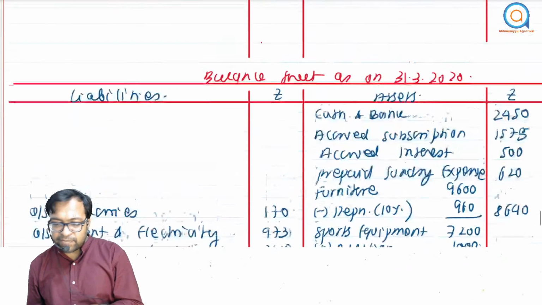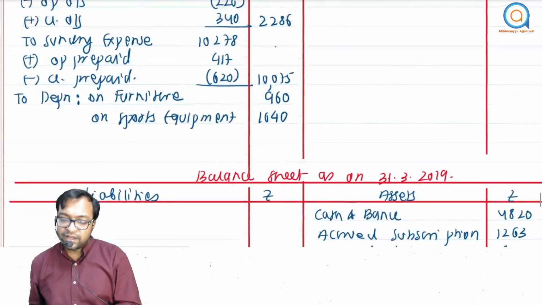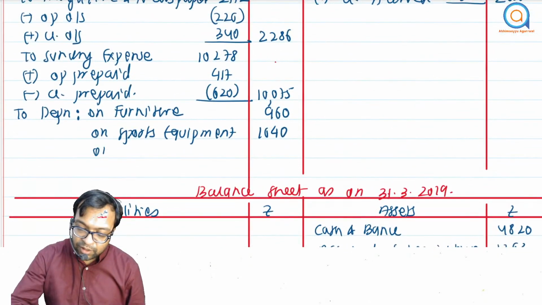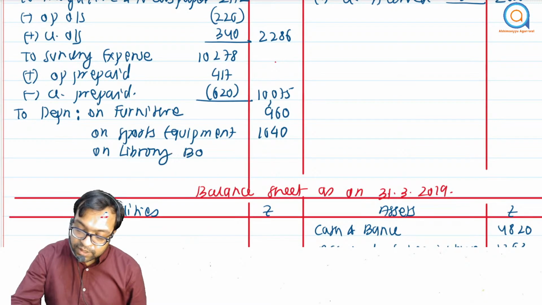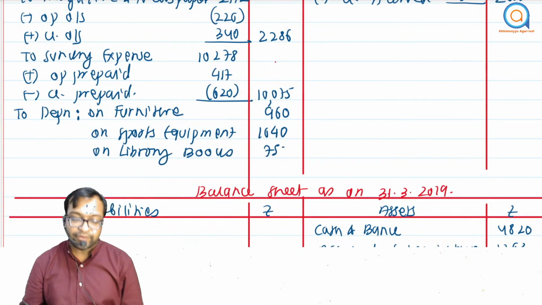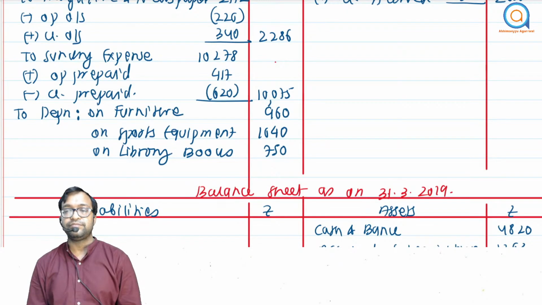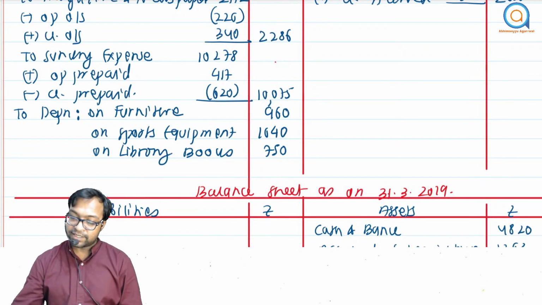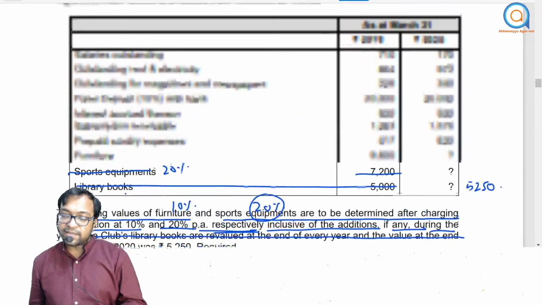So 750 depreciation will come here. In income and expenditure, on library books, depreciation 750. Correct? Next. Now receipts and payments is over.